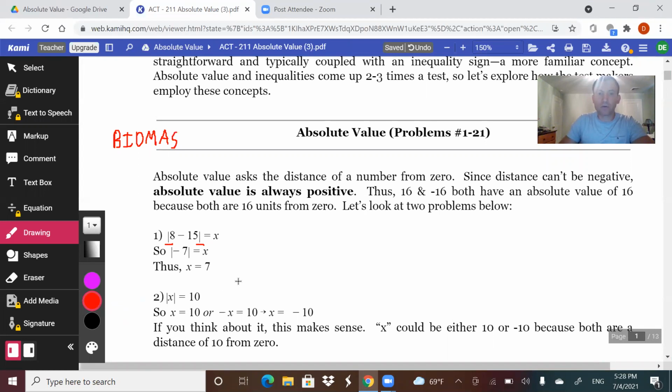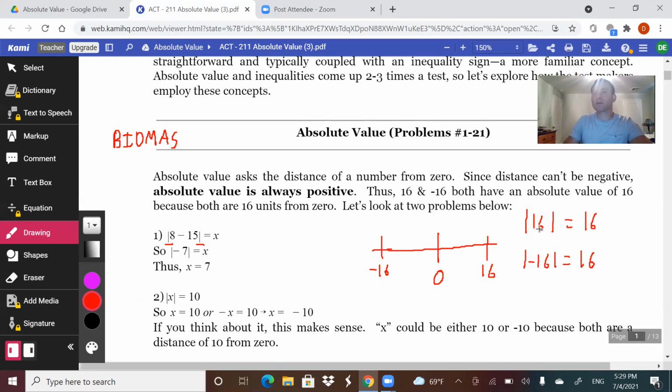What absolute value means is distance from zero. Distance from zero is always positive. For example, here's 0, here's negative 16, here's positive 16. If I put absolute value brackets around 16 and negative 16, the result of both of these is 16. Why? Because the brackets say, whatever is inside this, we just want to know the distance that it is from 0. Negative 16 has a distance of 16 from 0, and positive 16 has a distance of 16 from 0.